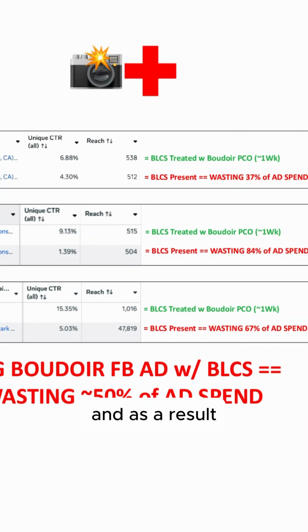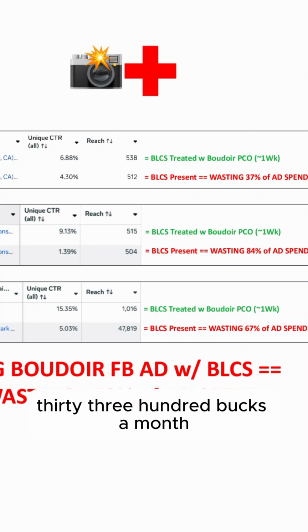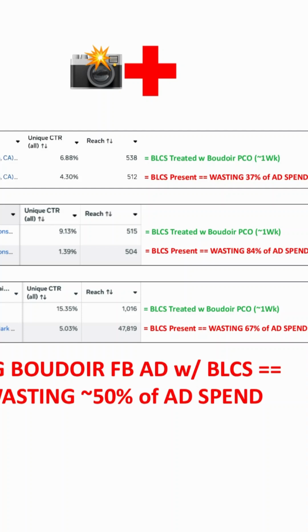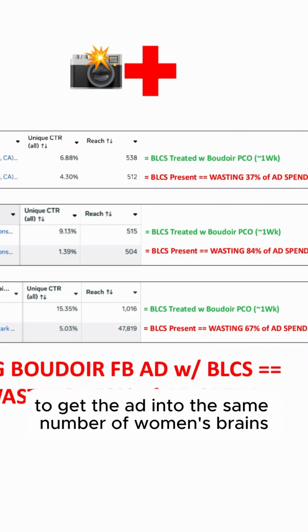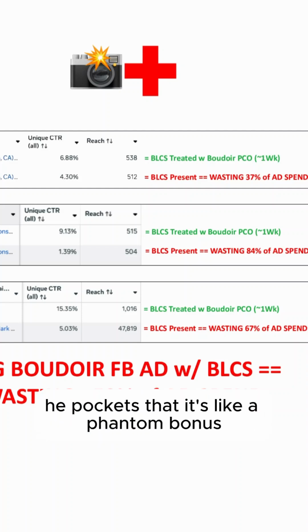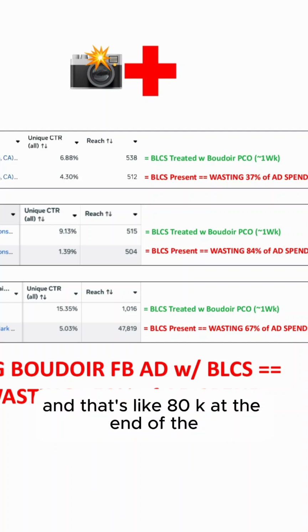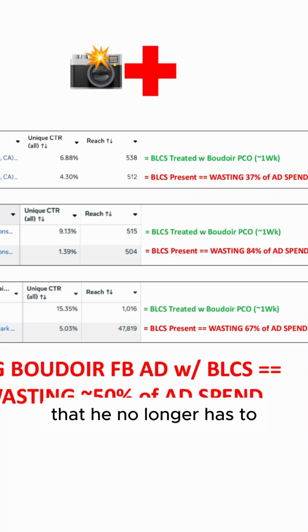And as a result, if he was spending 10 grand a month on the original, now he only has to spend 3,300 bucks a month on the Boudoir Pico treated ad to get the ad into the same number of women's brains in both scenarios. So that extra 6,700 bucks a month, he no longer has to spend. He pockets that. It's like a phantom bonus, and that's like 80K at the end of 1 year, in the next 12 months, that he no longer has to spend.